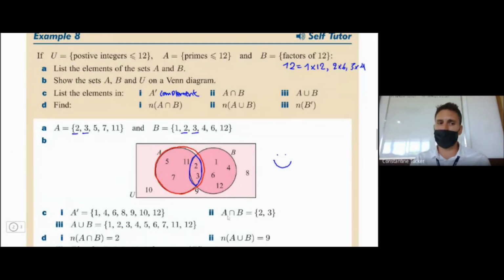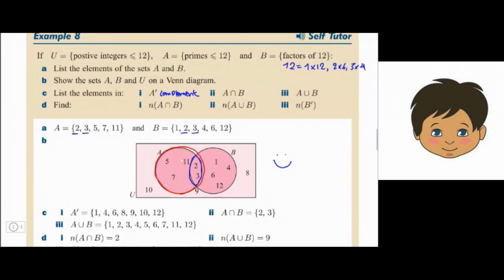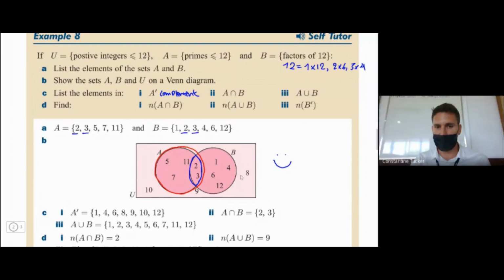Moving on to what is the intersection? Well, easily done here. We can say that the intersection of A and B is 2 and 3. What is the union of A and B? Everything in A and everything in B, but make sure you list them once. So 2 and 3, 5, 6, 7, 11, and 12. Sorry, for the previous question, yes, you were right. 2 and 3 is in the intersection.